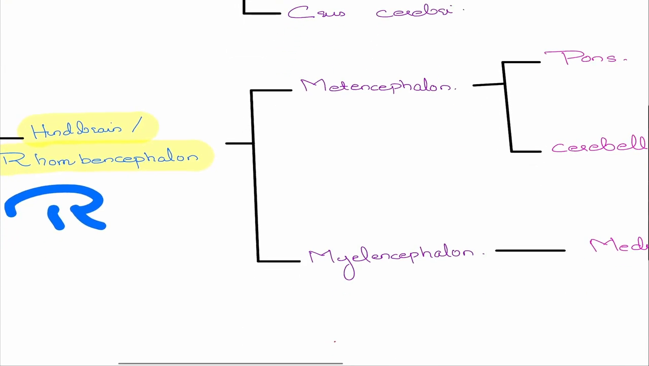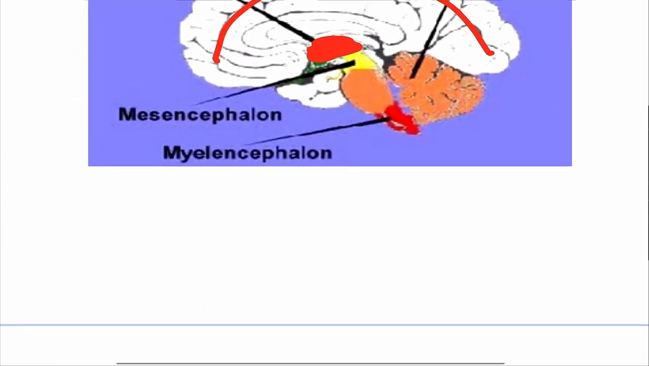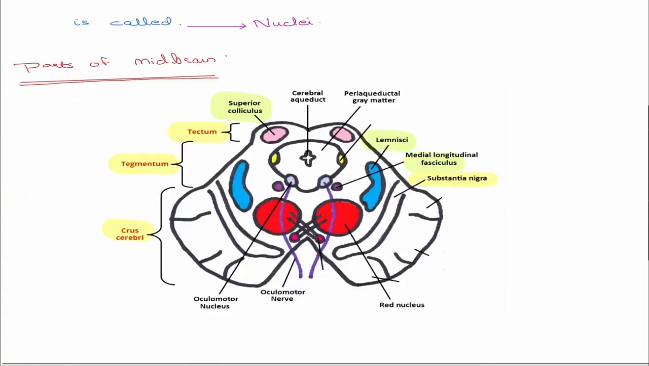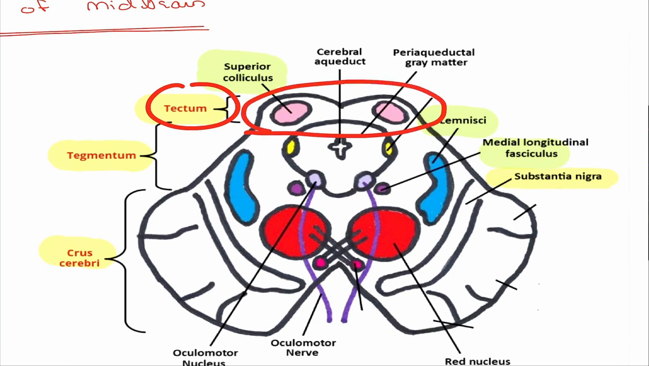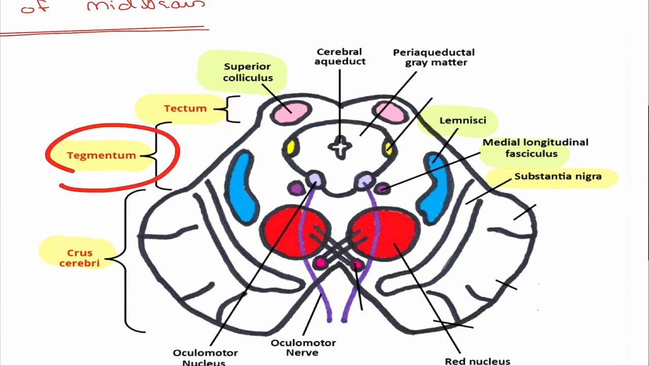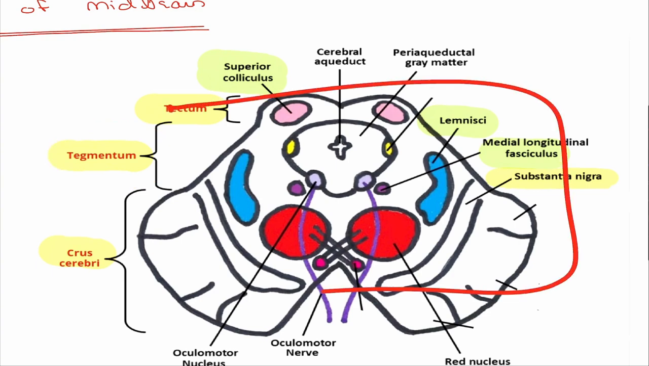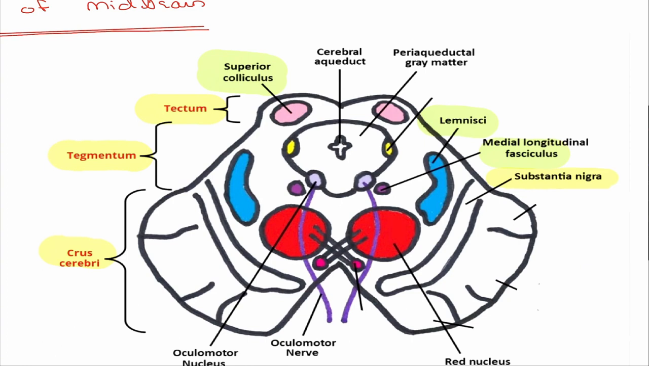Let me just show you the image. I think the image is there. Yeah, so this is it. This is the tectum, where you have the superior colliculus and inferior colliculus. We'll come to that. Then there is tegmentum, not very significant for us. This is a cut section of the brain. Then crus cerebri. So what is important for us today is tectum, the second part.